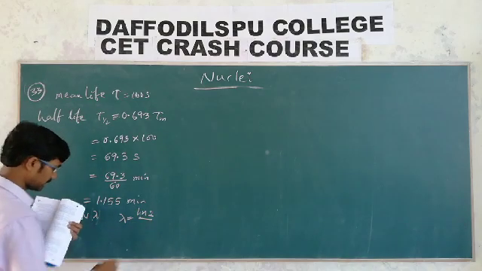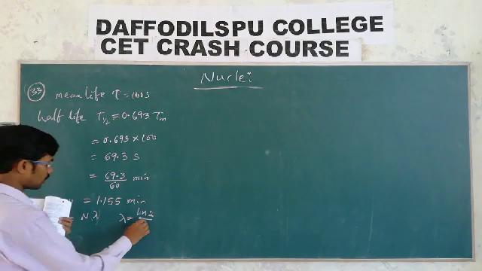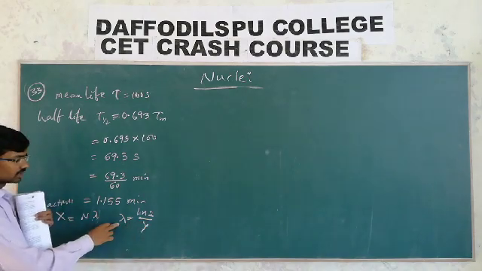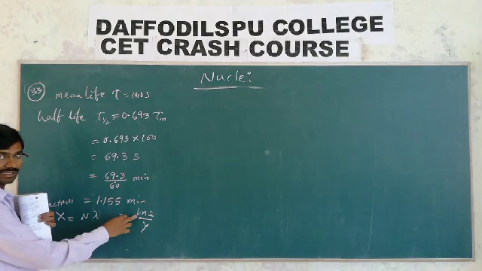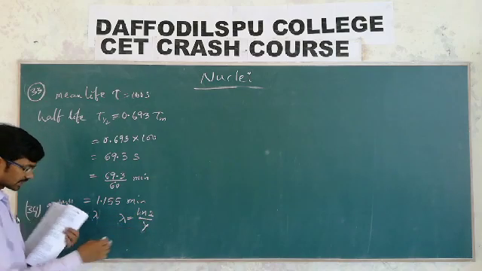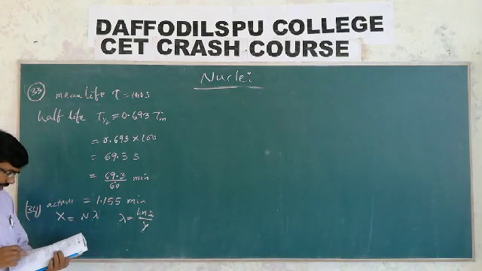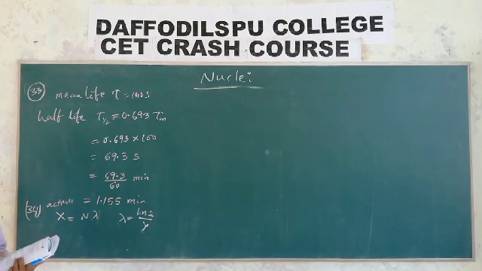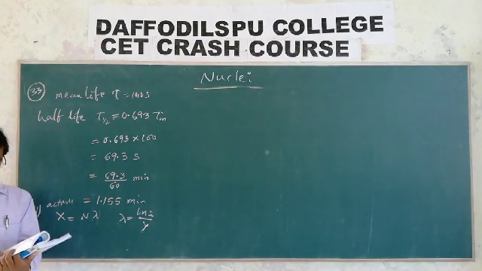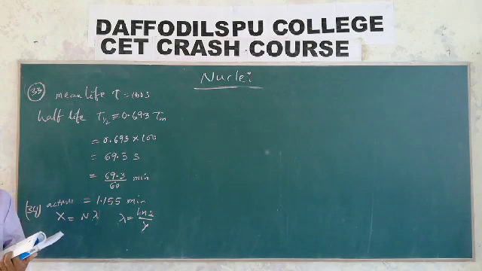Lambda is nothing but ln2 by y, which is 0.693 by y, where y is the given half-life. After some time, the number of radioactive nuclei becomes constant.